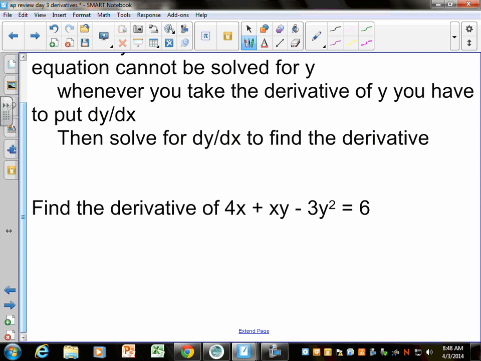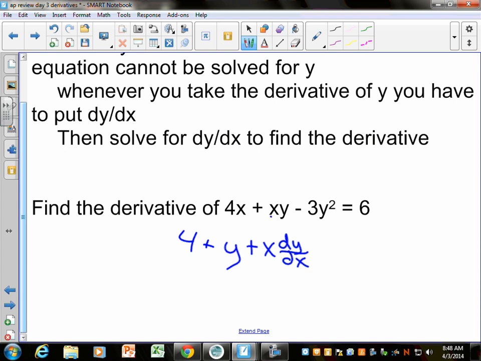But if I'm going to take the derivative of this, I'm just going to go through. The derivative of 4x is 4. The derivative of x times y, you have to do the product rule, and anytime you take the derivative of y, you put dy/dx. So the derivative of x is 1 times y, plus, leave the x alone, and the derivative of y is just 1, but we put dy/dx. Do you have memories of this?